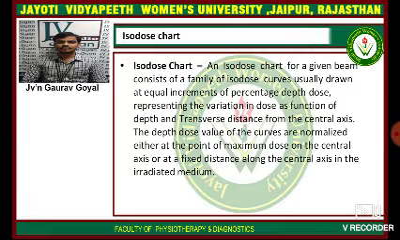An isodose chart for a given beam consists of a family of isodose curves, usually drawn at equal increments of percentage depth dose, representing the variation in the dose as a function of depth and transverse distance from the central axis. The depth dose values of the curves are normalized either at the point of maximum dose, Dmax, on the central axis or at a fixed distance along the central axis in the irradiated medium.